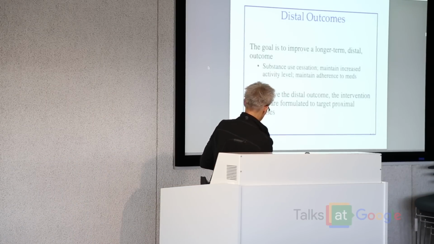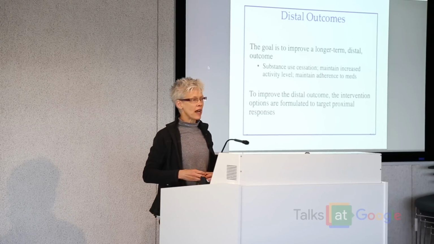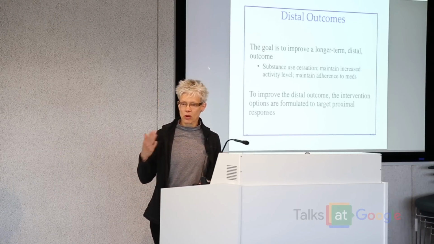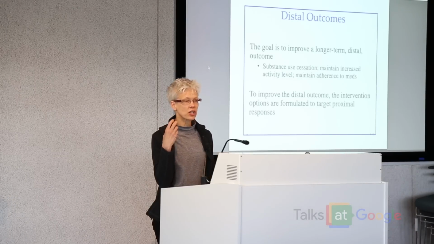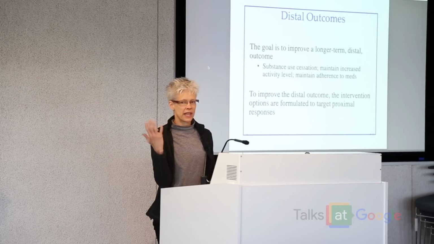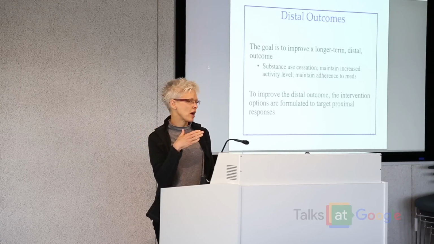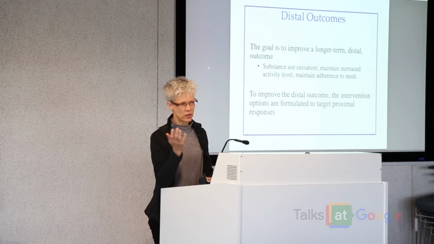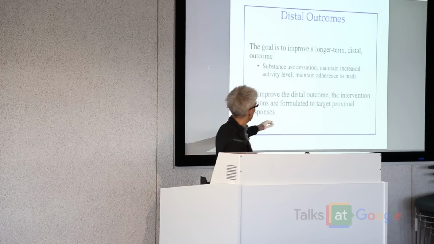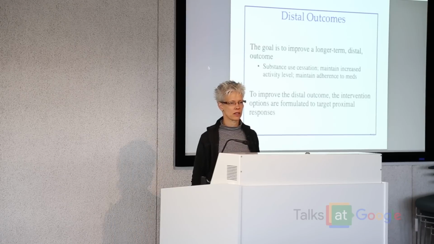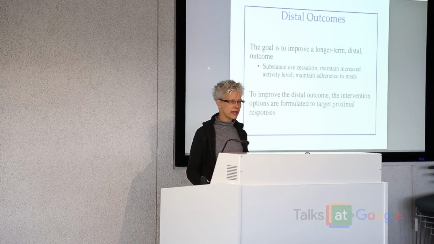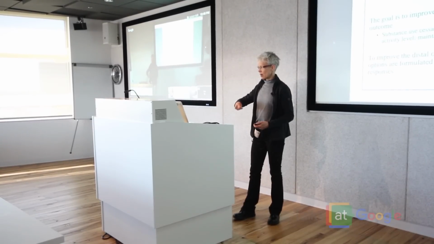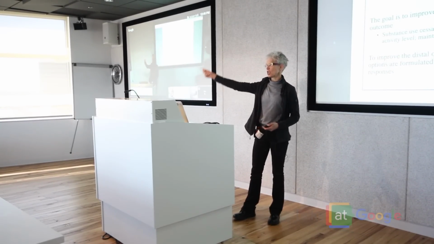Okay, so we're going to start off with the distal outcome. The distal outcome is some long-term goal that you want to achieve. And in the world I live in, which is more on the research side, it usually is some sort of clinical outcome, like I'm trying to delay the time to relapse in substance use. I'm trying to reduce the rate at which people binge eat, or keep people from drinking heavily, binge drinking, and so on. And in a lot of areas, maintaining adherence to medications is very common. The whole idea here is you formulate your intervention options, the interventions that you might provide, so that you'll affect these proximal responses and thus achieve your distal outcome.